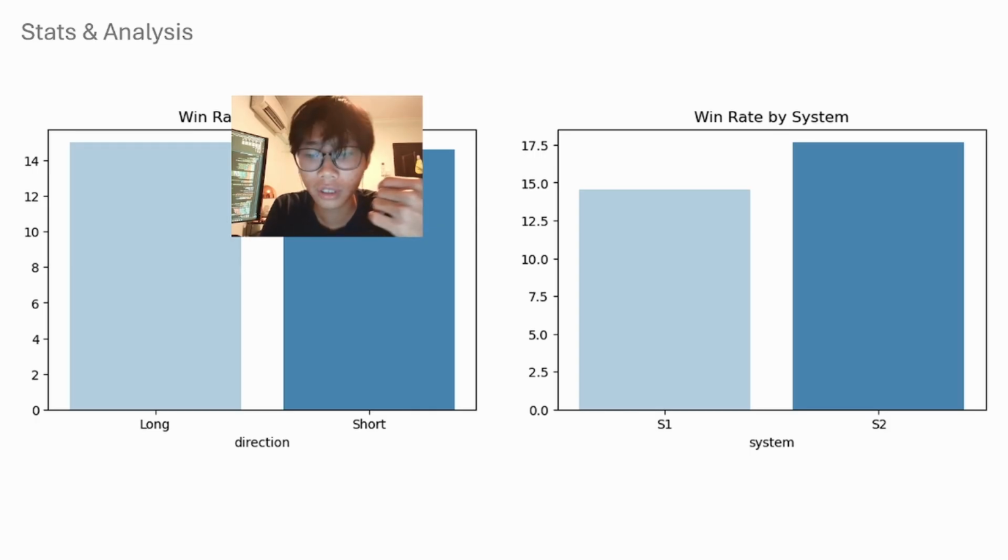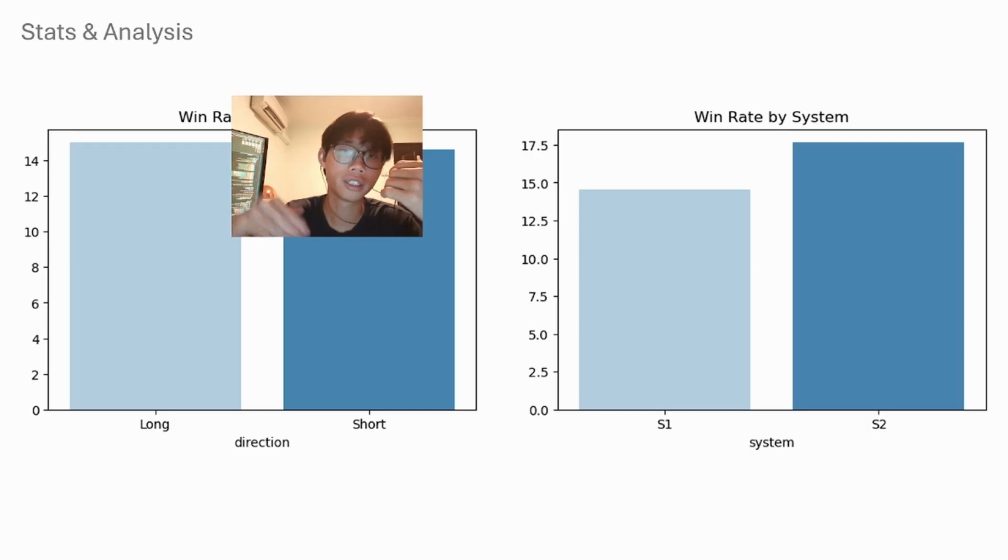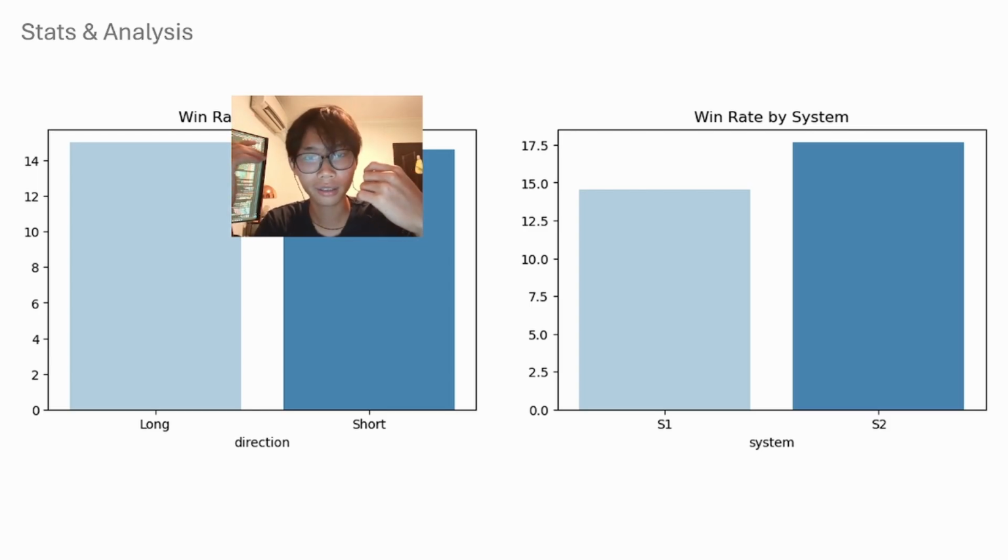Here are some more stats, some interesting stats. The win rate between the long and short is actually quite similar. No shock about that. Trends work in both directions, so the win rates are similar. That's win rate by system. System 2 is slightly higher than System 1, which is to be expected. System 2 is a lot more robust. The 11-week entry is probably a lot more indicative of a strong trend compared to a 4-week breakout.